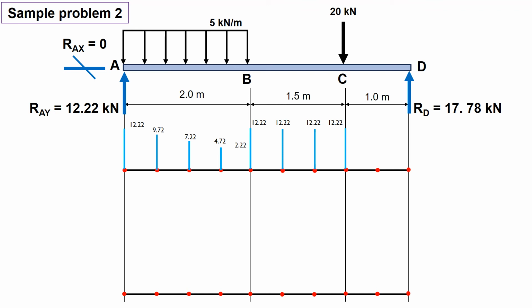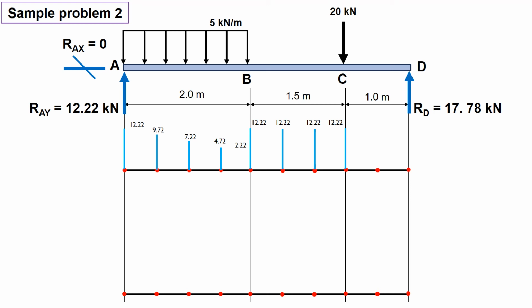Kasi sa point B, we have two segments na nakakonect, BA and BC. So that at point B, meron tayong dalawang values ng shear. Yung isa ay yung 2.22, which is to the left of B, kasi galing yan doon sa segment AB. And then, yung 12.22 ay doon naman sa right side of B, or we may say that this is the shear value to the right of B, kasi ginamit natin ang shear equation to solve for this shear equation ng BC.